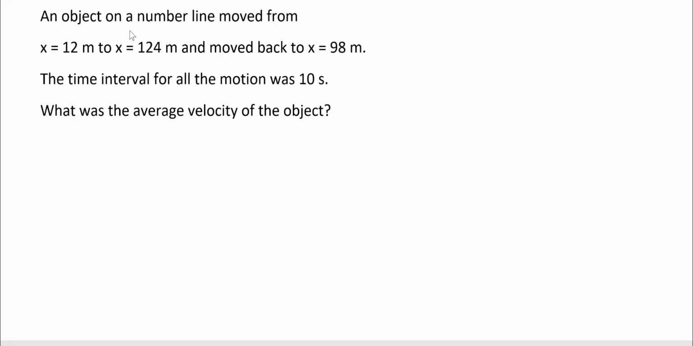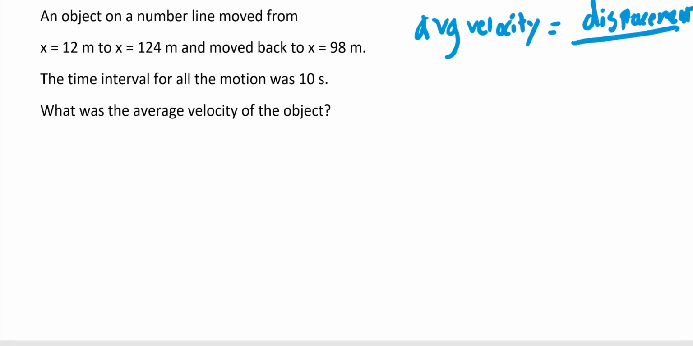An object on a number line moved from x equals 12 meters to x equals 124 meters and moved back to x equals 98 meters. The time interval for all the motion was 10 seconds. What was the average velocity of the object? In this example, we are talking about average velocity. Unlike speed, velocity is displacement over time.